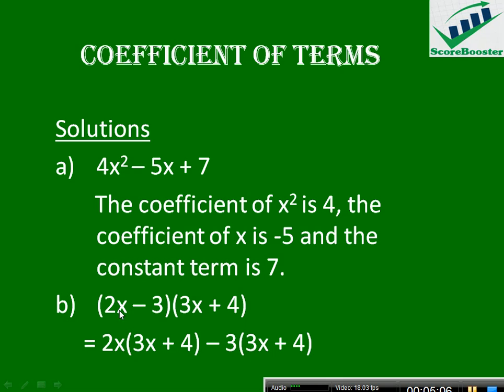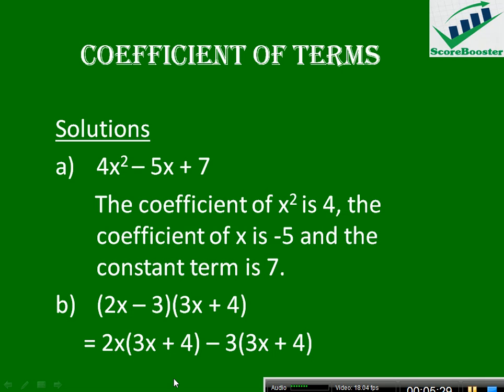So that is 2x multiplied by 3x plus 4, minus 3 multiplied by 3x plus 4. So now you open this bracket. 2x multiplied by 3x, like you have been taught, will give you 6x squared. 2x multiplied by plus 4, you have to multiply the sign. Plus multiplied by plus is plus, so 2x multiplied by 4 will give you 8x.